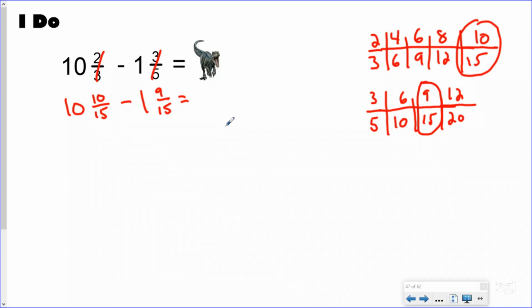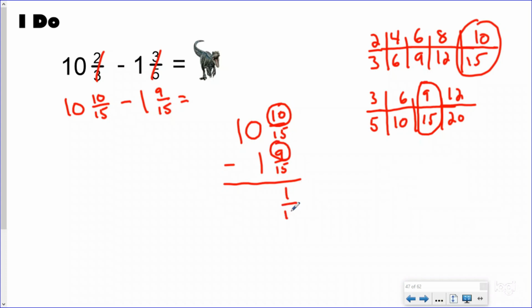And so now I have my common denominator. I can now line these up vertically, 10 and 10/15 minus 1 whole and 9/15. And I'm going to circle my numerators as always. 10 minus 9, more on the top, no need to stop. My denominator stays the same. 10 minus 1 is 9.